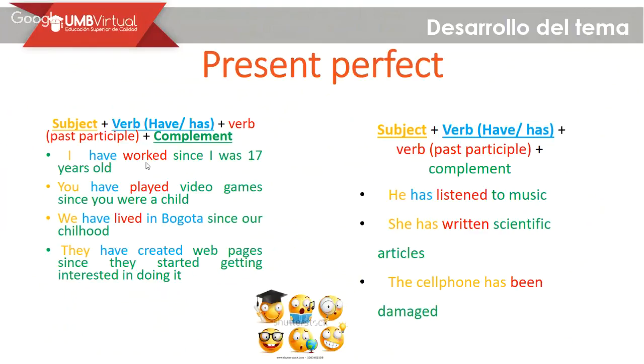Okay? So later we have the complement. La intención del presente perfecto, como mencionamos anteriormente, hace referencia a la actividad que empezamos en el pasado, pero que continuamos haciendo, right? Don't forget to take into account this, which is essential to just bear in mind.